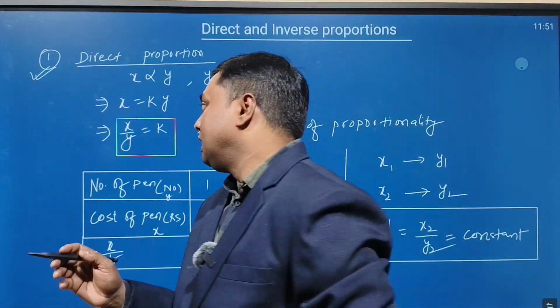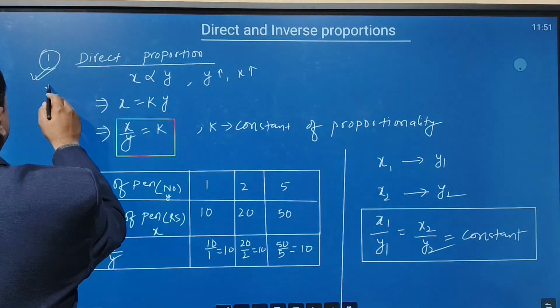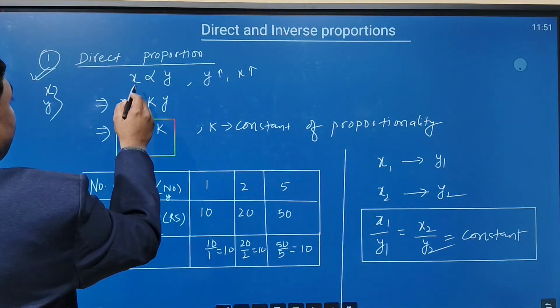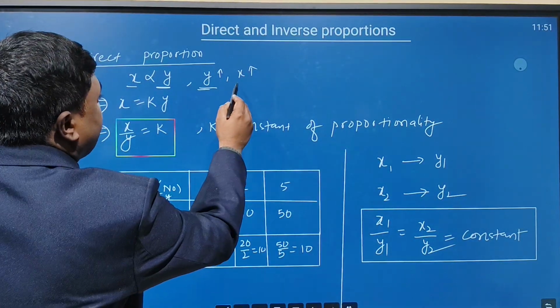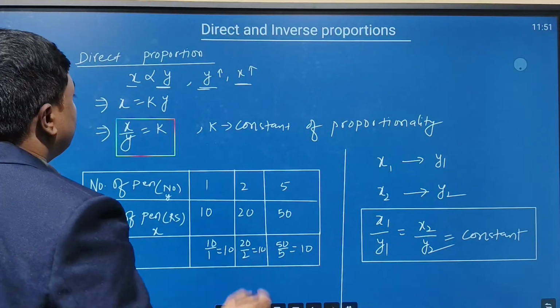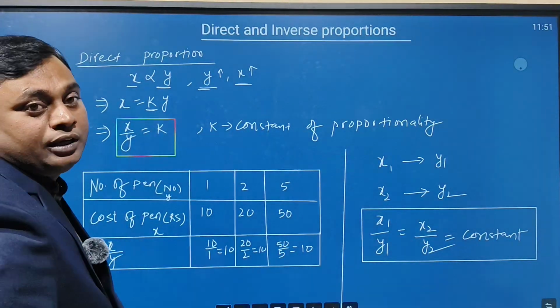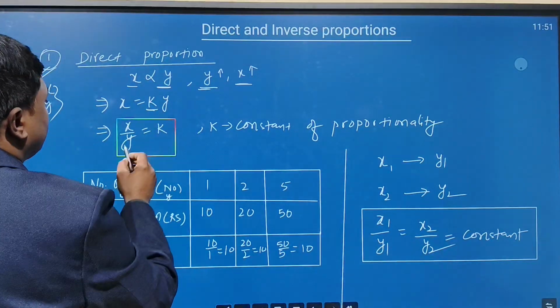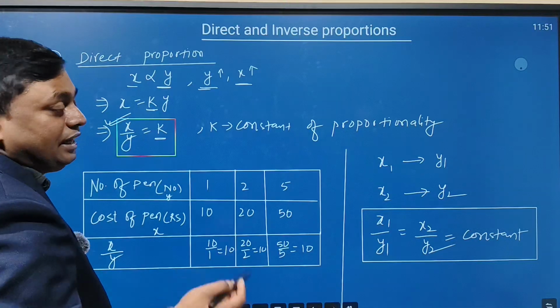So we can write direct proportion as what? If there are two quantities, let's take x and y, so x is directly proportional to y. It means if y increases, x also increases. Once you remove the proportionality, you have to put a constant: x is equal to k into y. So what can we write? Y, you just move to the left-hand side. So we can write x by y is what? K.